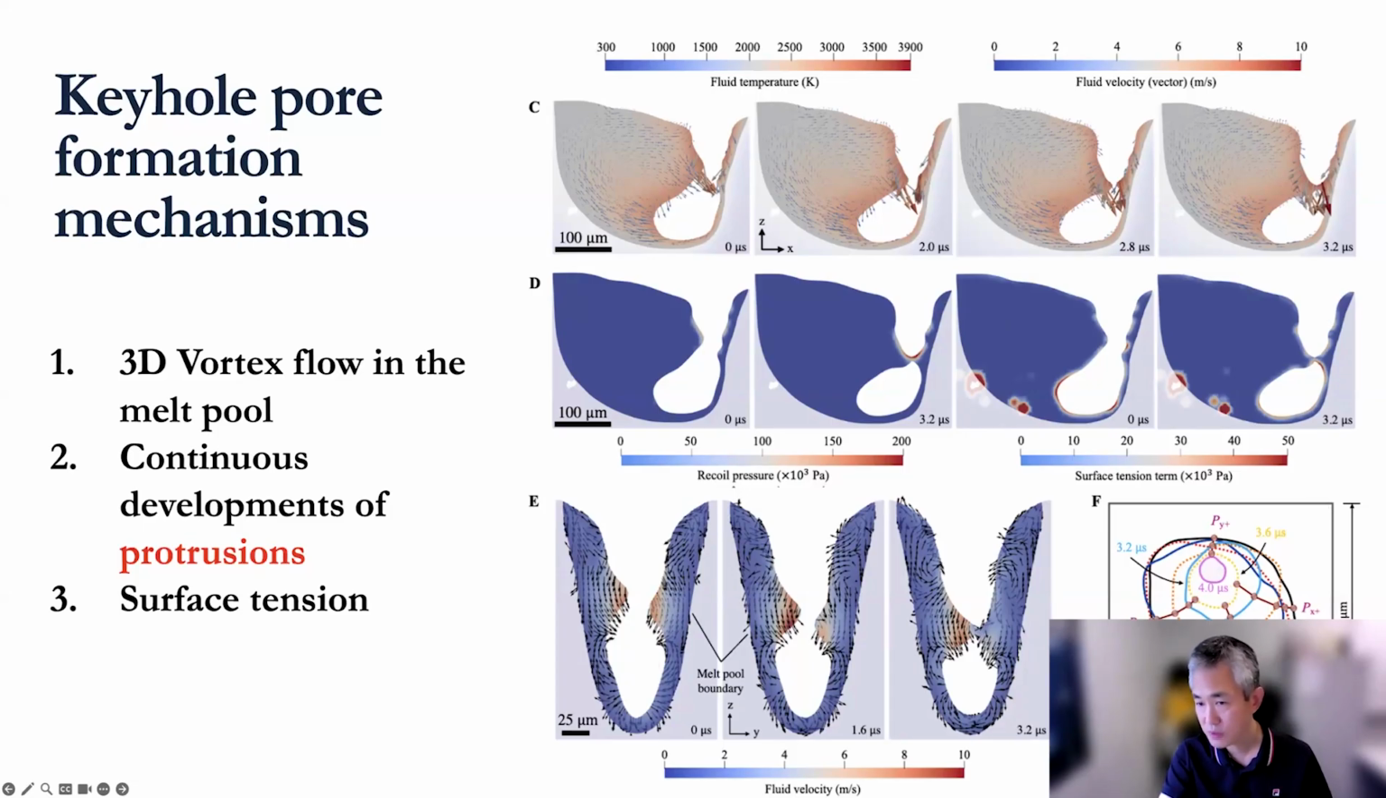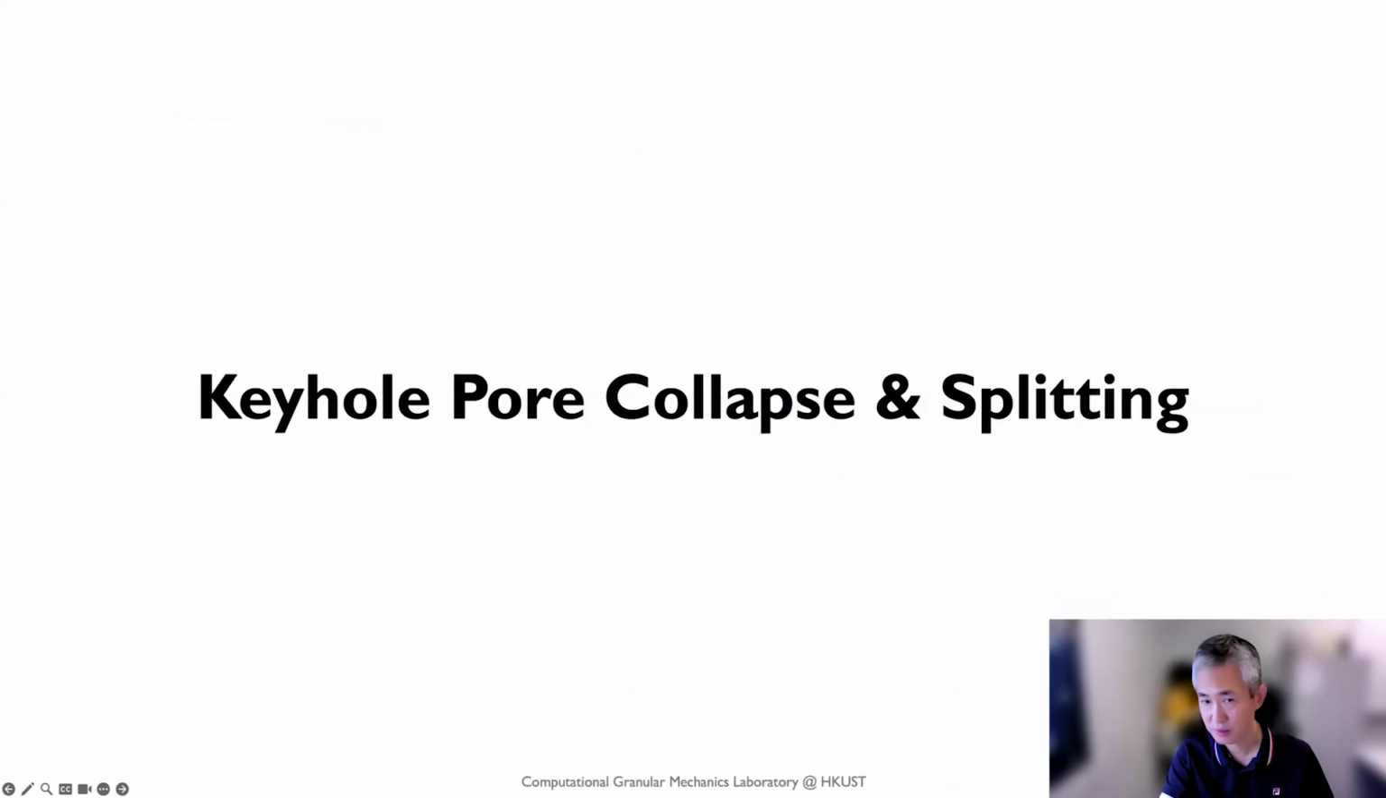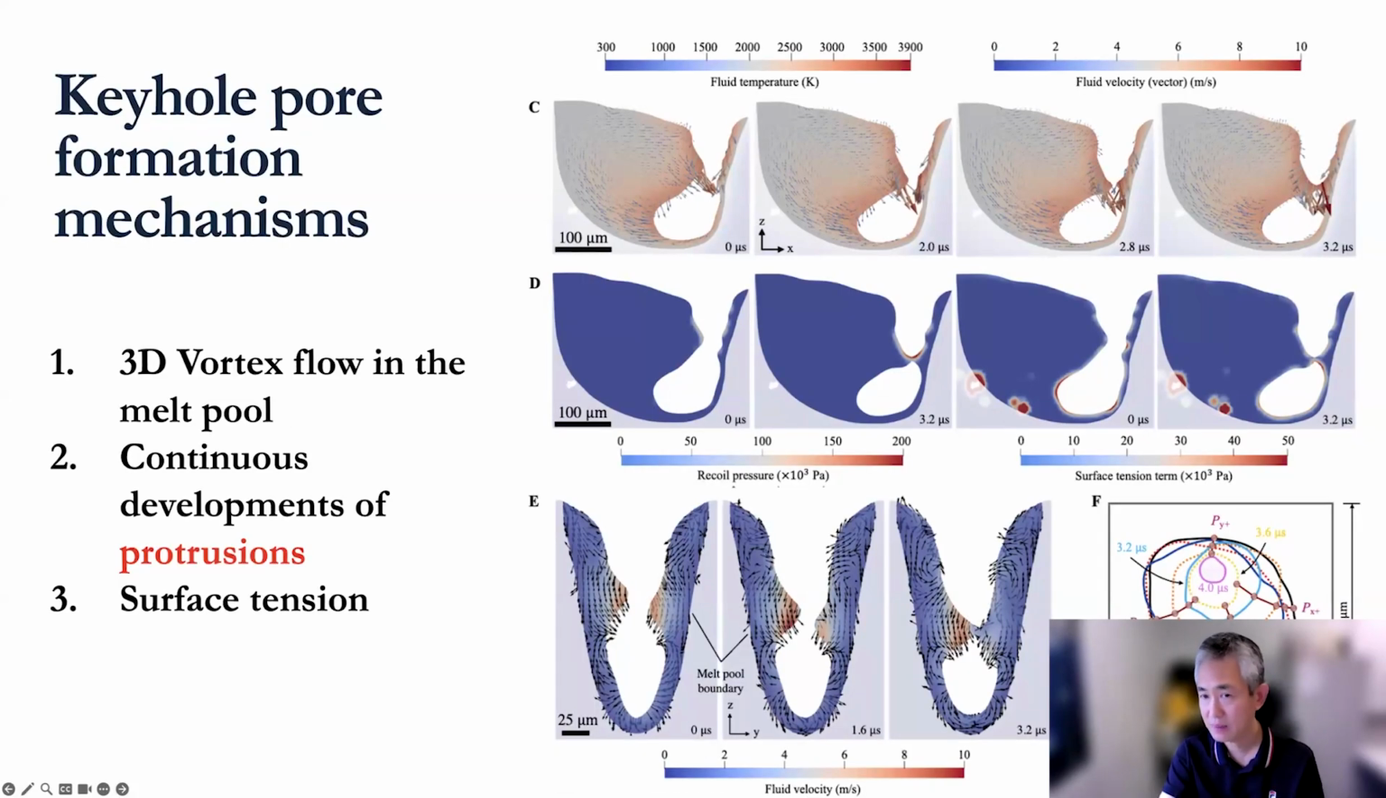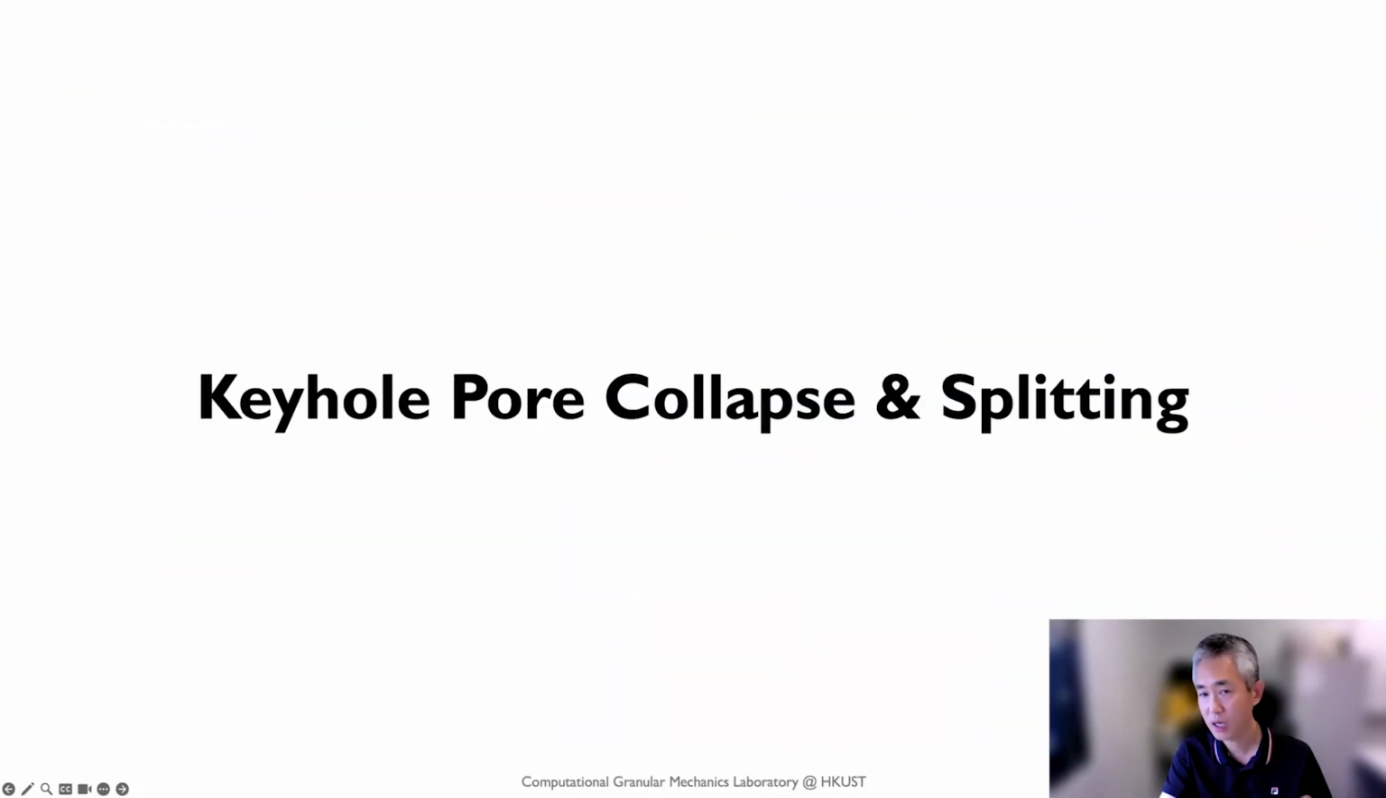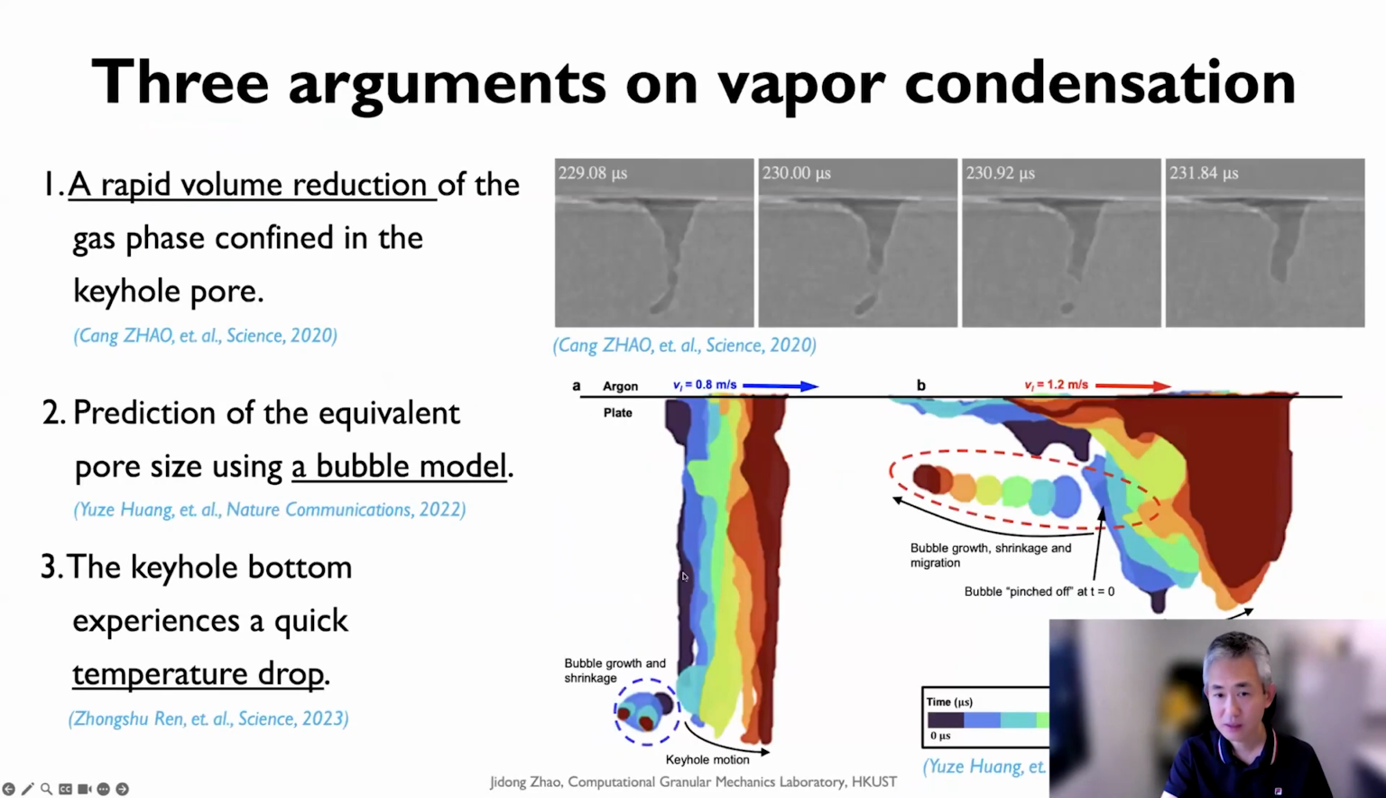These are the illustration of the so-called microjet here. We'll show later, and then when they close in, and you see the whole pore is formed, at this point we'll generate a so-called microjet here. Next time I want to show how the pore itself can collapse, can split, and so this process is quite interesting. It involves the so-called vapor condensation. In the literature, there are three different proposals for the vapor condensation.